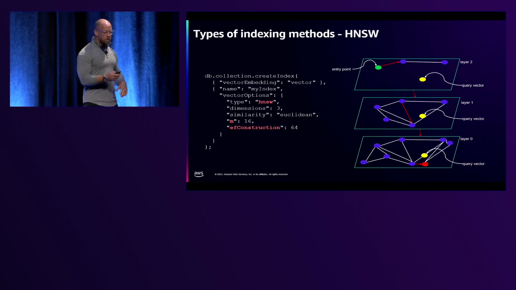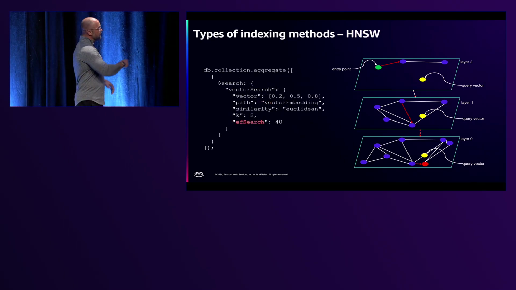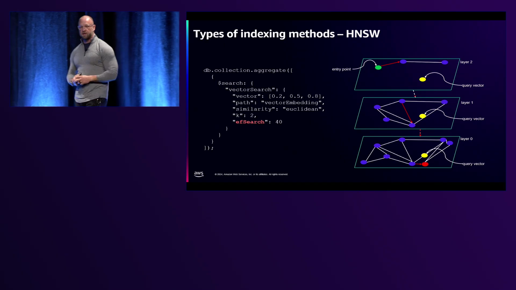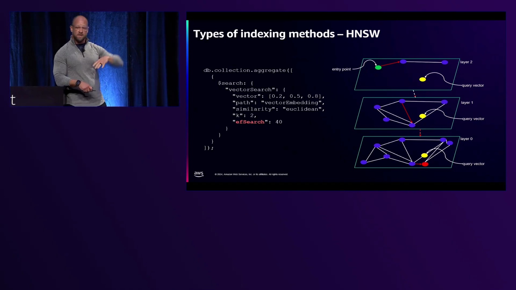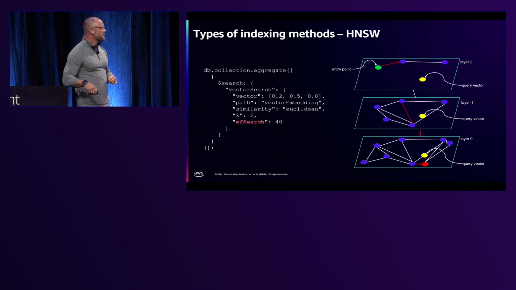That's what EF search is doing. When you query this HNSW index, you have this EF search value. And this is kind of the opposite of that. It's similar, but it's opposite. This is saying, how many of those neighbors' houses am I going to go to find John Smith?